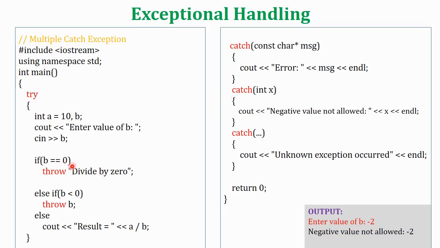Now suppose the B value equals 0. Automatically the corresponding catch will receive it and display the message. Suppose the B value is negative, then it will throw the B value. Then the integer catch will receive it and show that negative value is not allowed. Suppose it is not handled by any catch, then automatically the default catch, catch-all, will execute and show that an unexpected exception occurred.